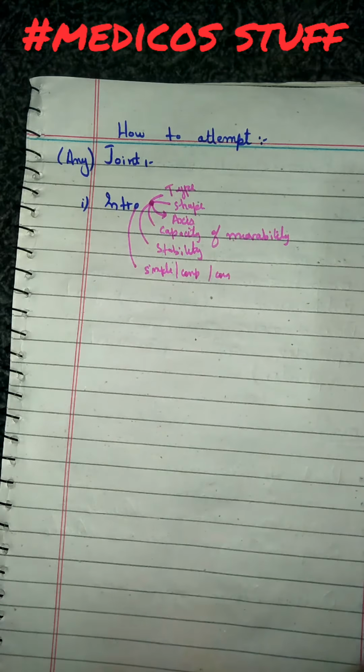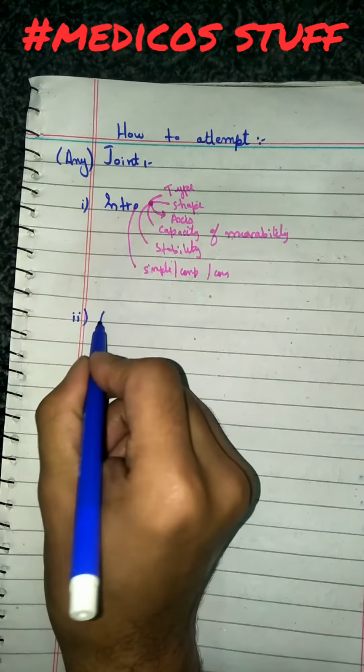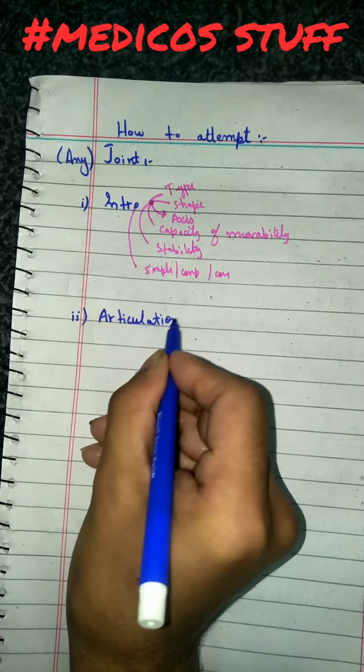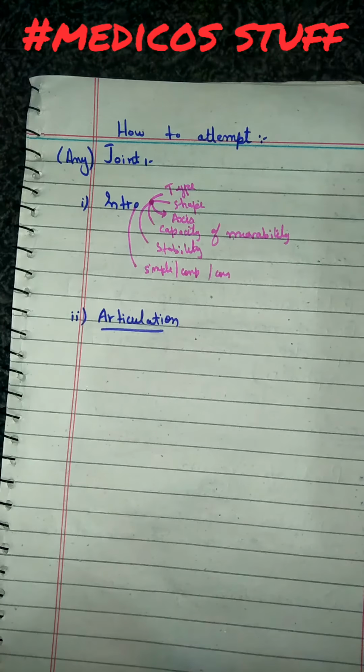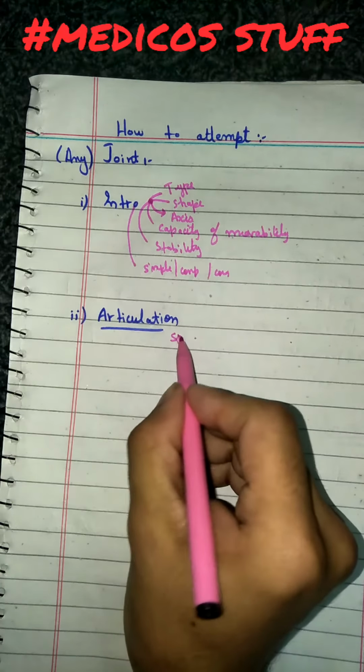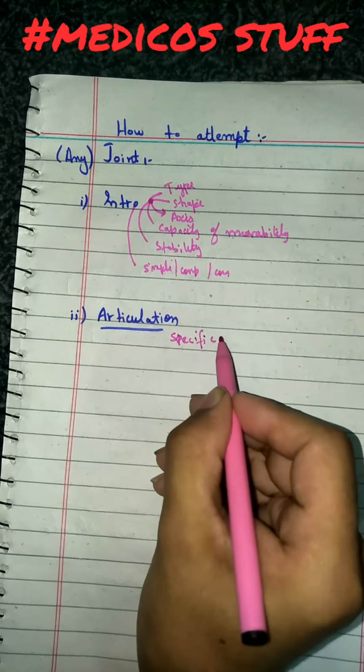So that is the intro. After the intro you have to write the second heading, known as the articulation. In articulation you have to be very specific. You have to write only the articular surfaces, those surfaces which are performing the articulation of that joint. You have to be very specific in the articulation.